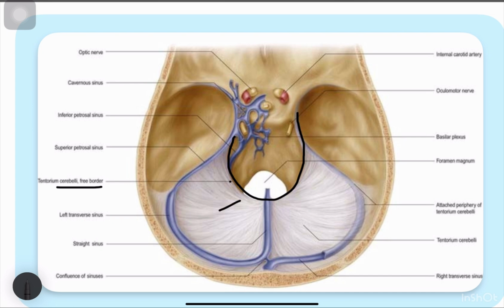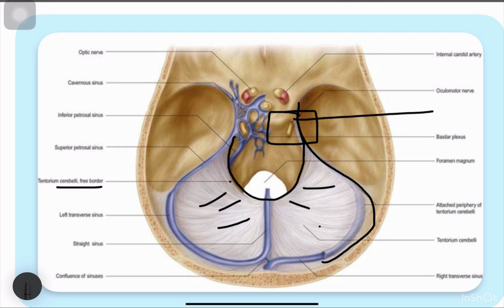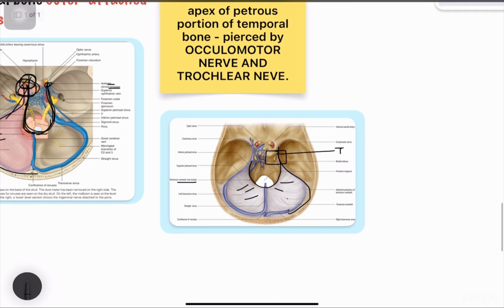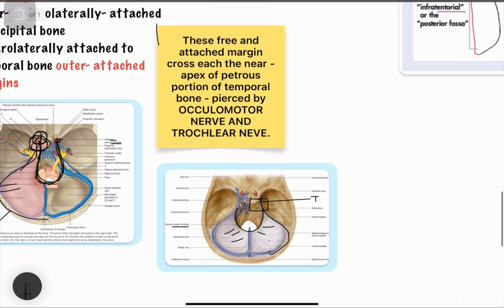This is all the tent-like appearance, the tentorium cerebelli. And over here, the crossing of the free border and the attached border at the petrous part of the temporal bone has a piercing of the cranial nerve for the oculomotor nerve and the trigeminal nerve as well. So this is an important point to remember.